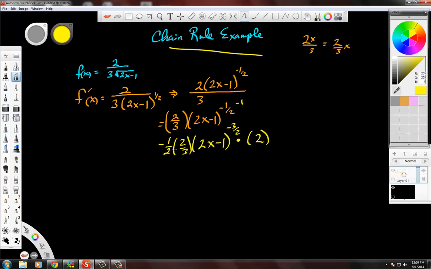All right, now let's simplify some fractions here. So those are going to cancel right there. And I'm going to have negative 1/3 times 2x minus 1 to the negative 3/2 power times 2. I probably could have done all that in one step there, but this 2 is now like 2 over 1. And I can do 2 over 1 times negative 1/3 and get negative 2/3 and then 2x minus 1 to the negative 3/2 power.